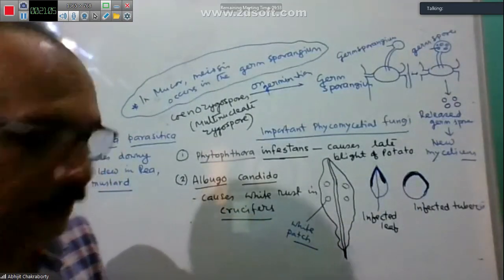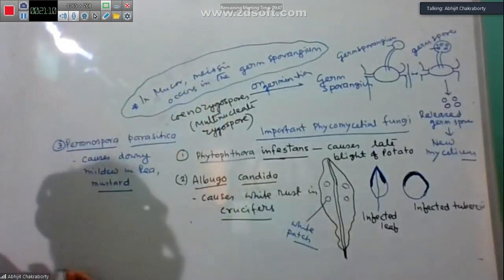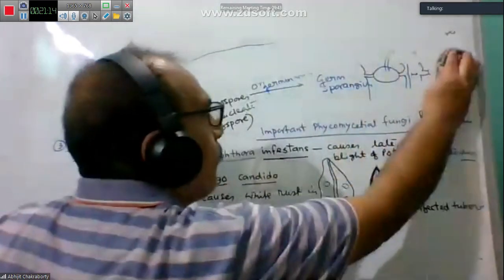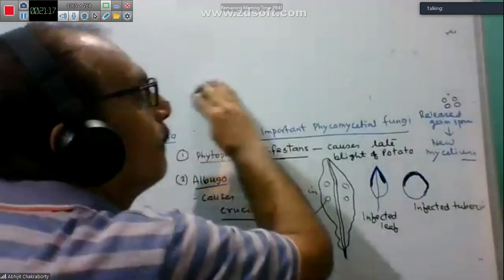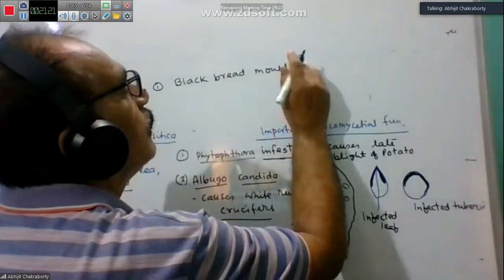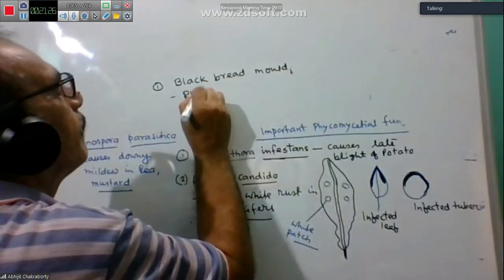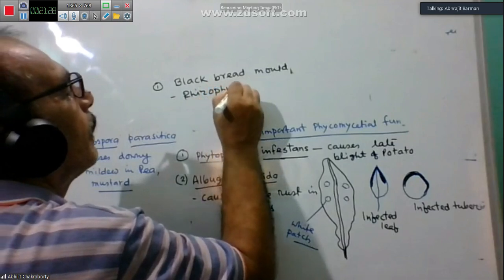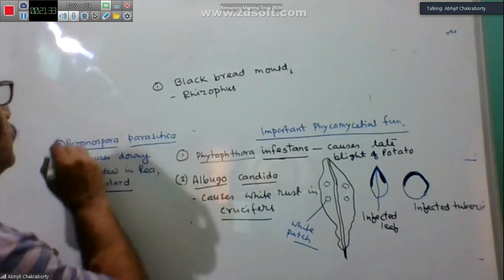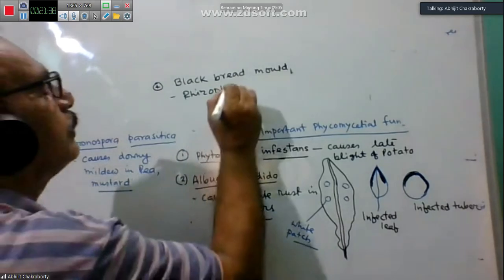Now, some other phycomycetial fungi I am going to talk about. Which one is called? Sir, it is a phone number of phycomycetial fungi: 1, 2, 3, 4. Black bread mold, Rhizopus.